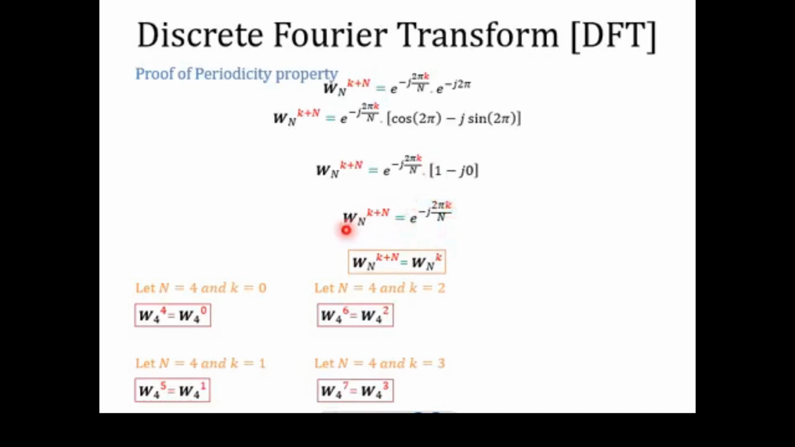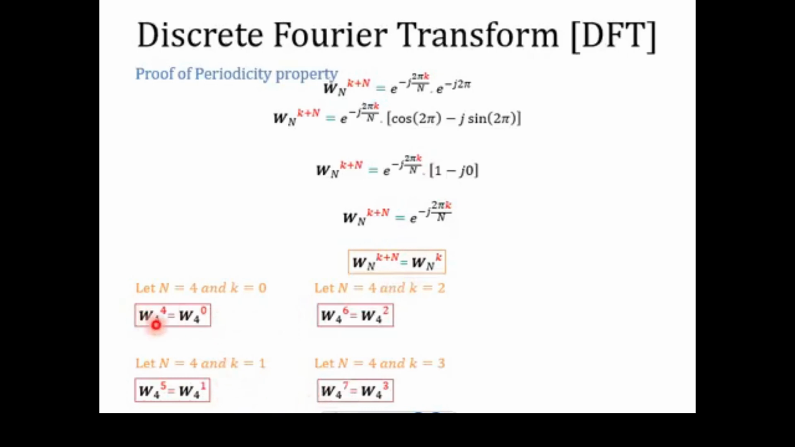So the final observation is Wn^(k+n) is simply equal to Wn^k, which shows that after N sample interval, we will get the same twiddle factors. Now, in order to observe how this relation is actually working, we can assume some values. So we are going to assume capital N is equal to 4, and we are changing the values of k from 0 to 3. On substituting the values of N is equal to 4 and k is equal to 0, 1, 2, 3 in this relation, we will get these results.